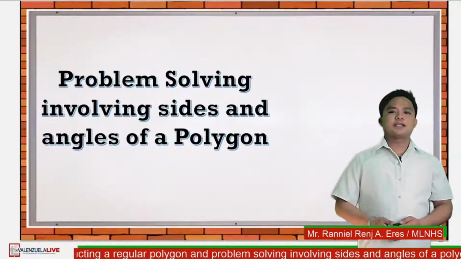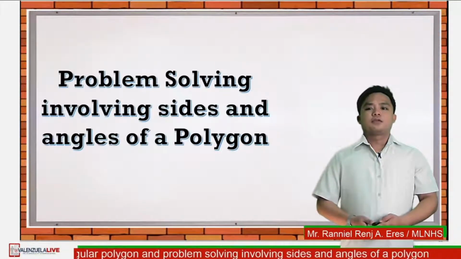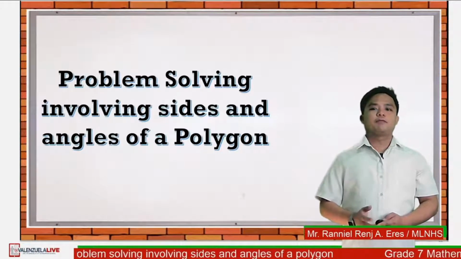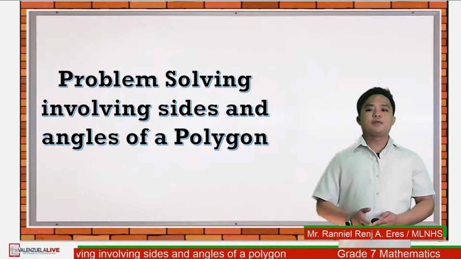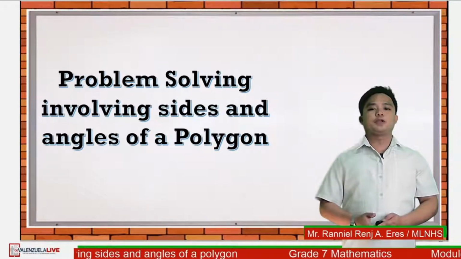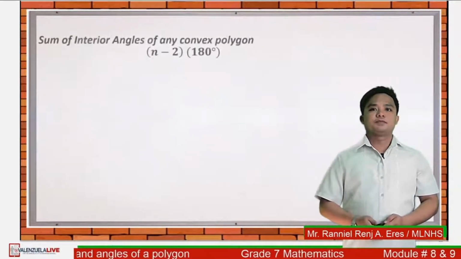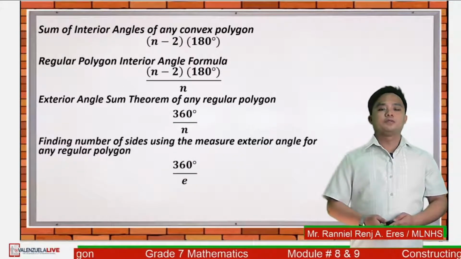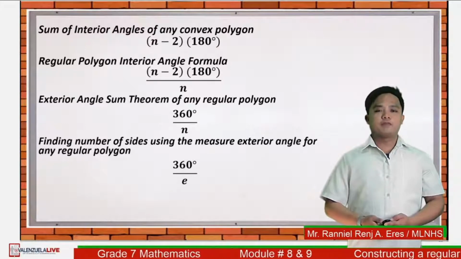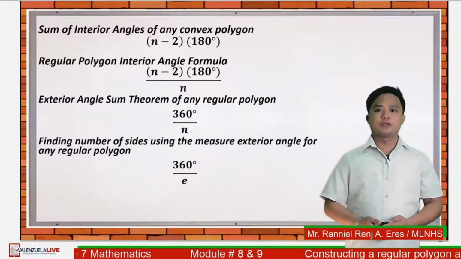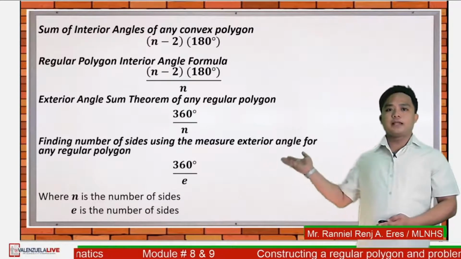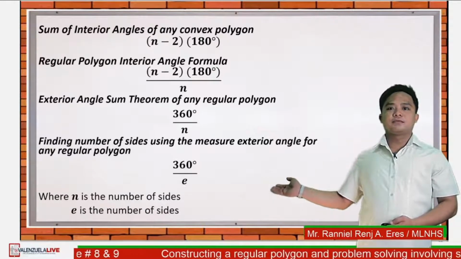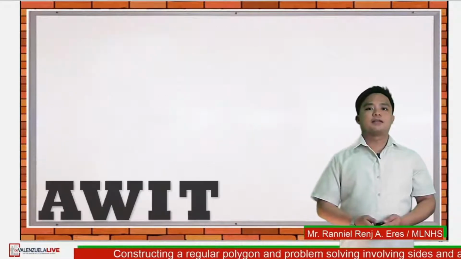So after constructing a polygon, let's proceed to problem solving involving sides and angles of a polygon. But before we start, let us have some review again about the formulas that we might use in every given example. Okay, again, these are the four formulas we are about to use in solving problems involving sides and angles of a regular polygon. Again, where n is the number of sides and e is the measurement of each angle.